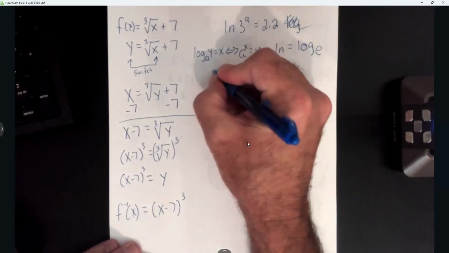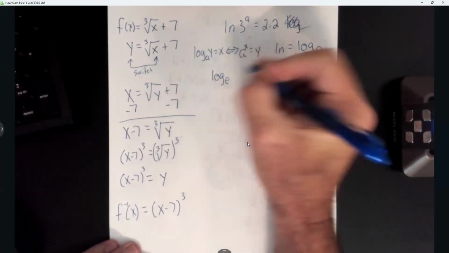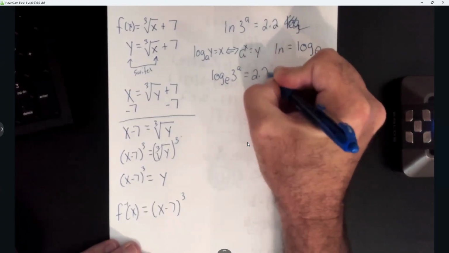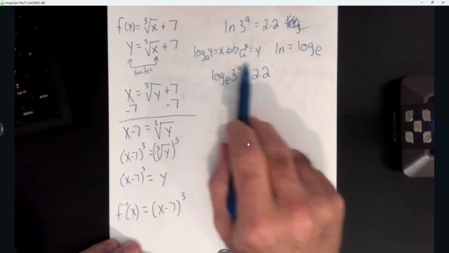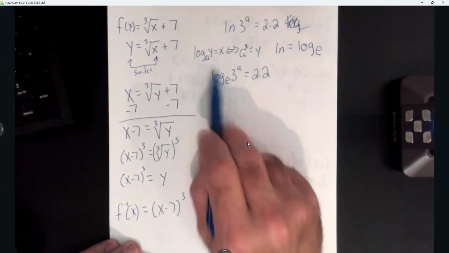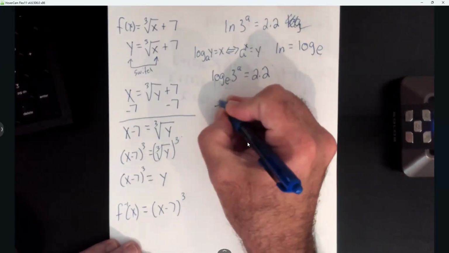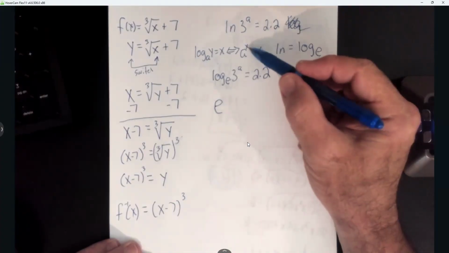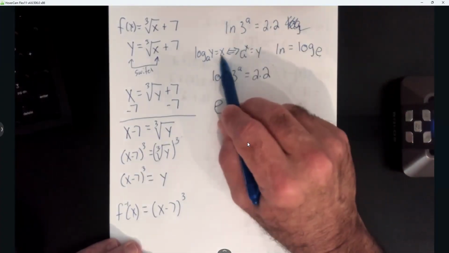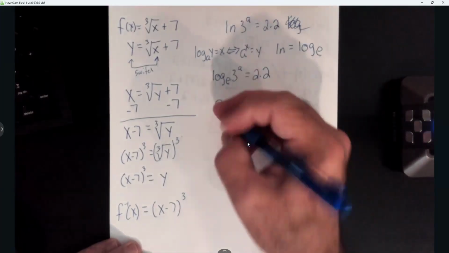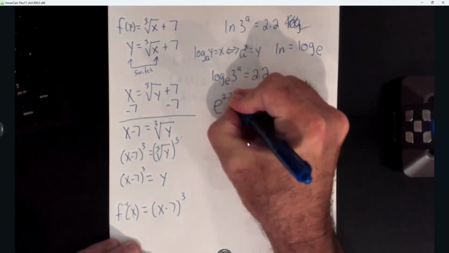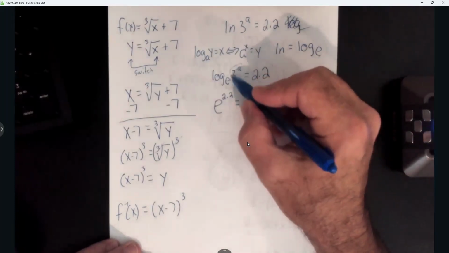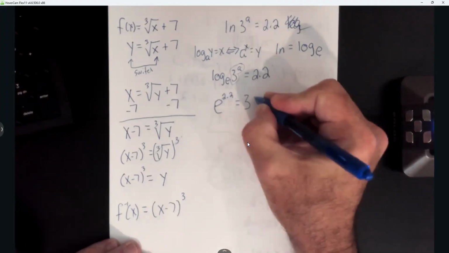So if you wanted to rewrite this, it would be a log base E of 3 to the A equals 2.2. Now you can convert it because I got my base here, A, which is E. So that's going to be E. My exponent is X. Well, X was the result, so that's going to be the 2.2. And that's going to equal Y. Well, Y was the result, and that's the 3A.